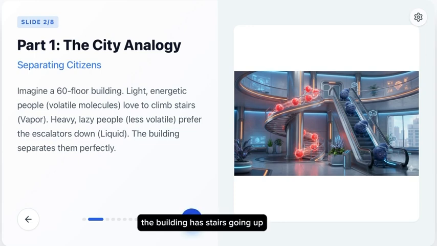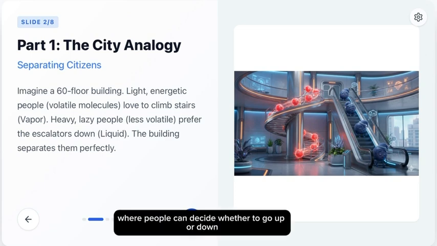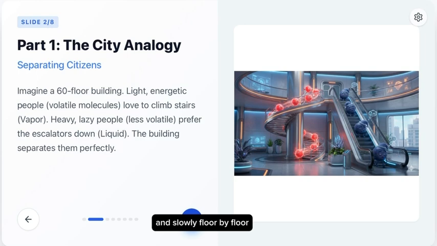The building has stairs going up, which is the vapor rising, and escalators going down, which is the liquid descending. Every floor has a checkpoint, just like trays or stages, where people can decide whether to go up or down. And slowly, floor by floor, the building separates them perfectly.